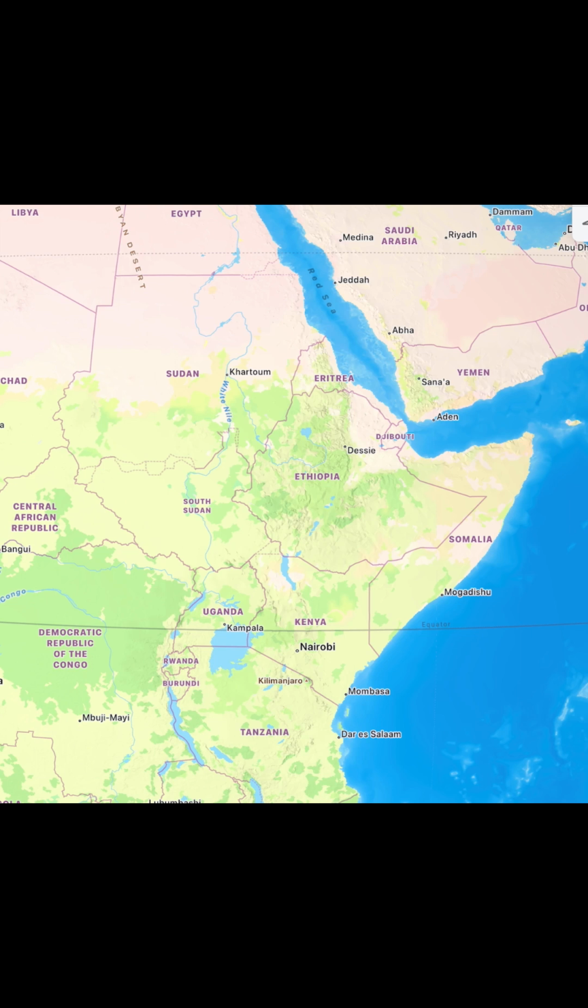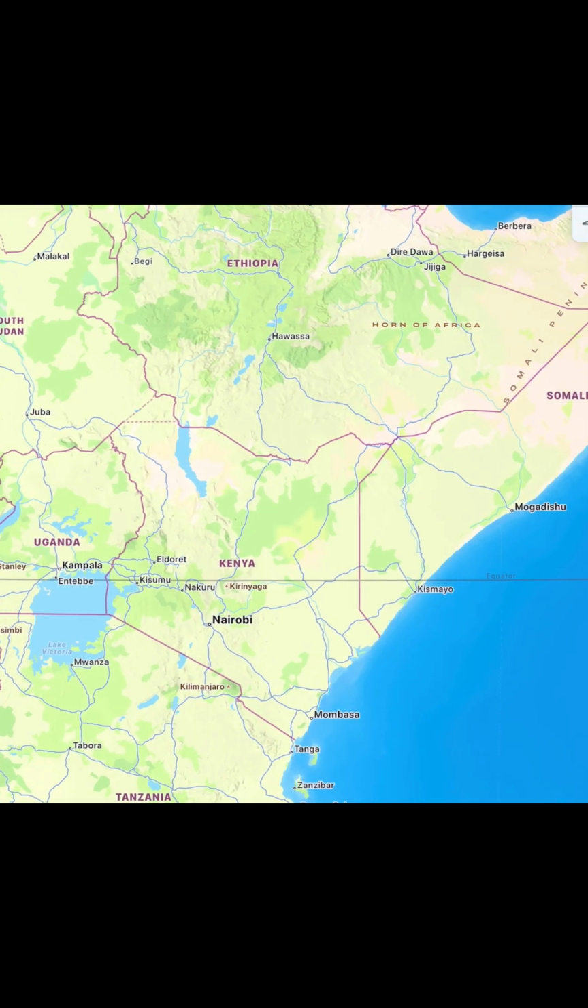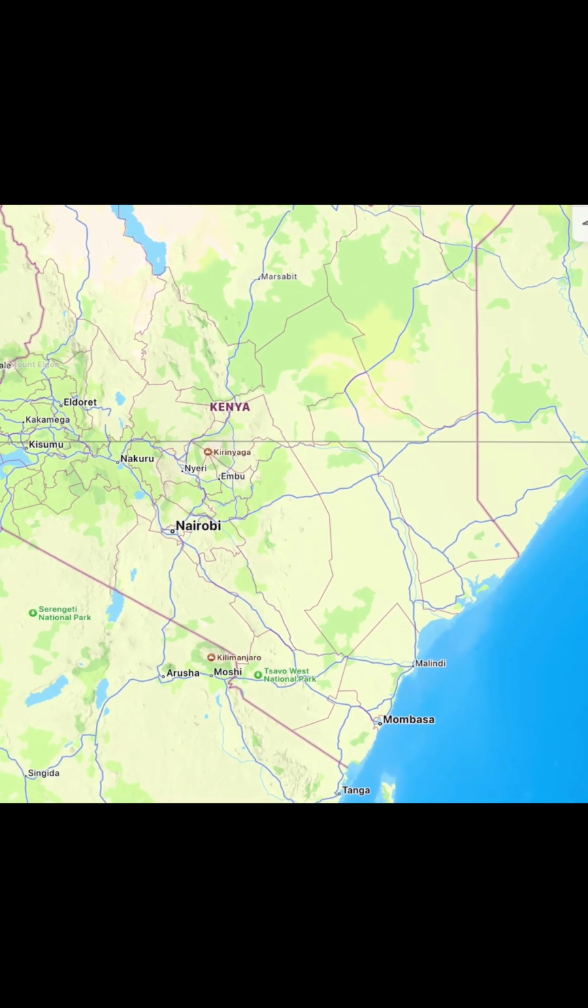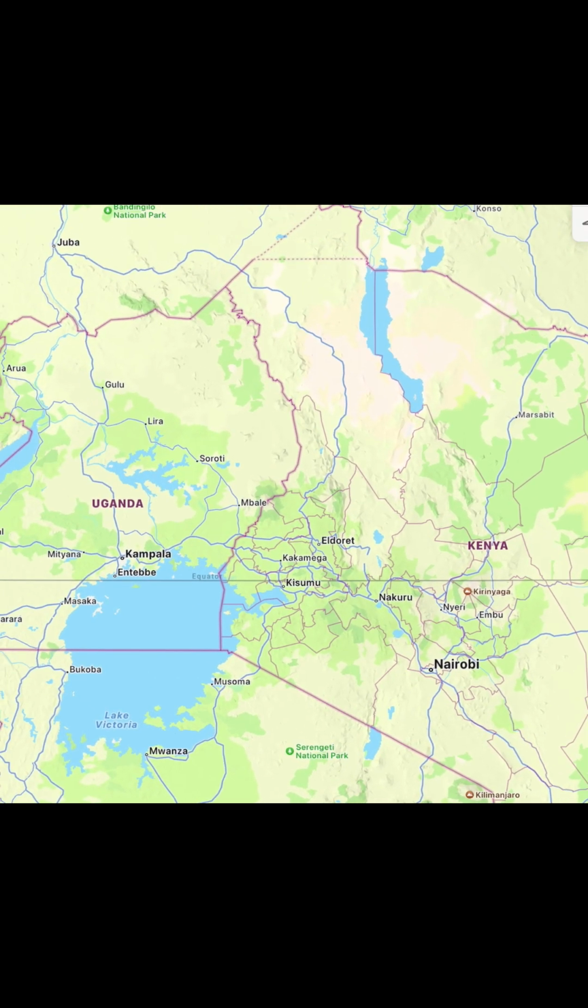The Indians originally came as traders and businessmen, and some were brought by the British colonialists to help with the construction of the Mombasa-Uganda Railway. And you can read a very nice story about the man-eaters of Tsavo, where the British were trying to build a railway line between Mombasa, that's the East African coast, all the way to Uganda.